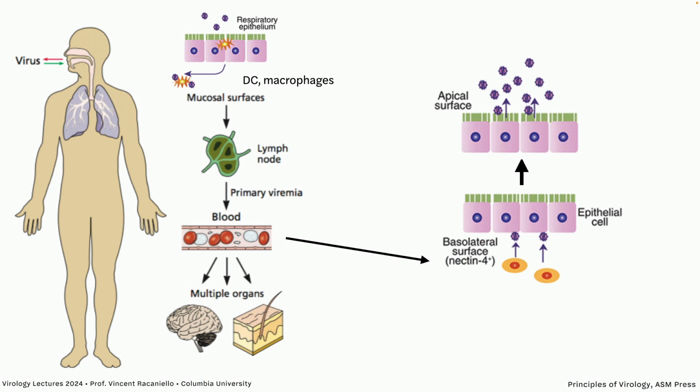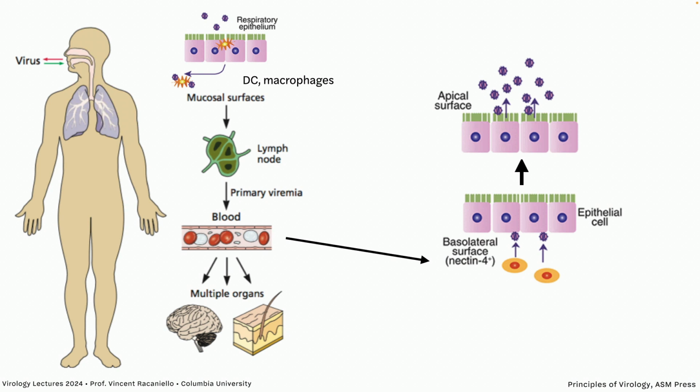And of course, those cells, DCs and macrophages, bring the virus to lymph nodes. That's their job. And there it reproduces further in lymphoid cells, and then it gets out into the blood, and you have your primary viremia. The primary viremia, virus in the blood, brings it to multiple organs, including the skin, where it makes the characteristic rash of measles. Now, how does it get to another person?